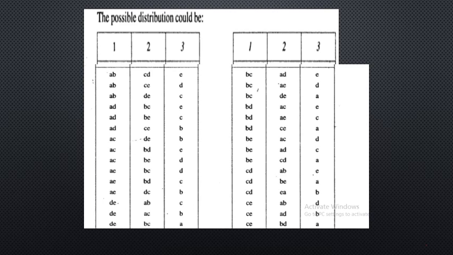Let us see what the possible distributions could be. This is showing the total 30 ways of arranging 5 energy quanta among 3 energy levels such that one energy level has 1 quantum and 2 have 2 each. So total 30 ways of distribution could be in this way.